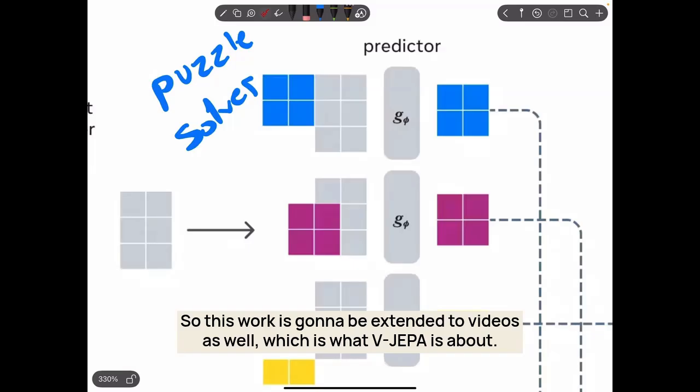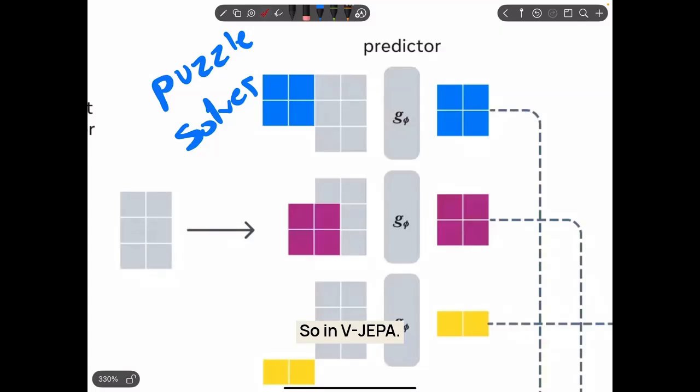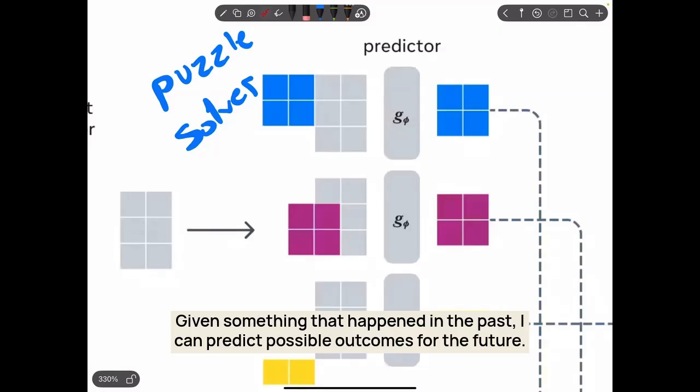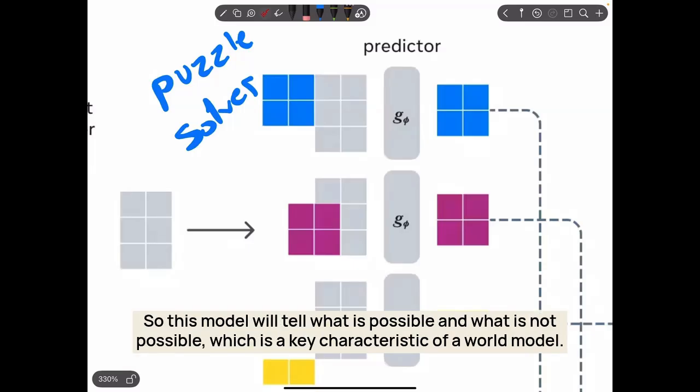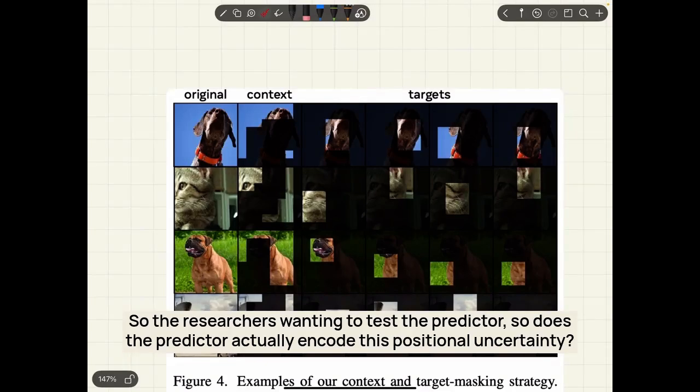So this work is going to be extended to videos as well, which is what V-JEPA is about. So in V-JEPA, TLDR, given something that happened in the past, I can predict possible outcomes for the future. So this model will tell what is possible and what is not possible, which is a key characteristic of a world model. So the researchers wanted to test the predictor.